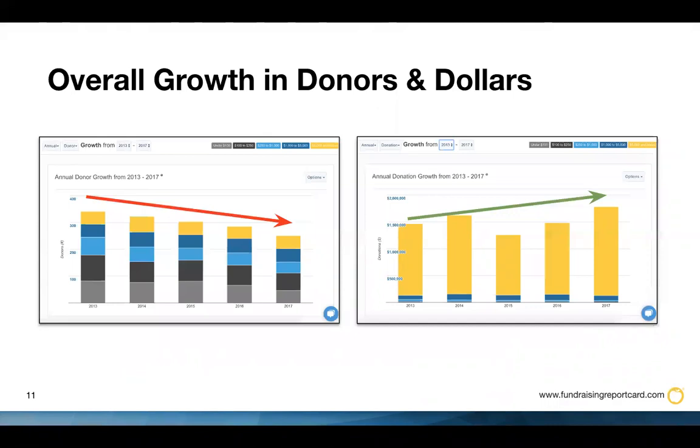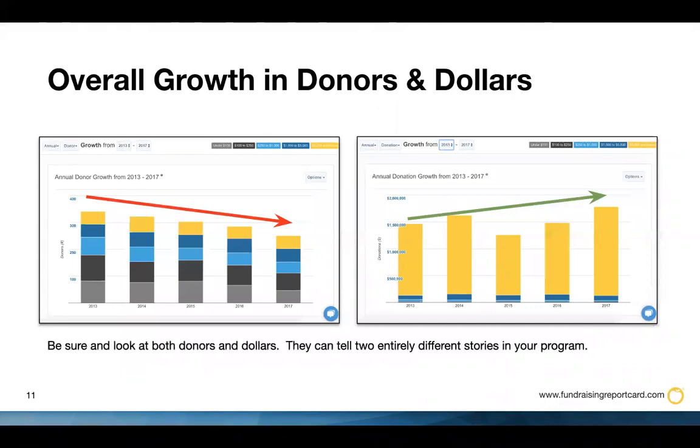So what I hope you see here is there's really 2 different data stories taking place. There's a donor data story and there's a dollar data story. So be sure and look at both donors and dollars in overall growth year over year, because they can and often do tell you different stories. So that's metric number 1, overall growth in donors and dollars.